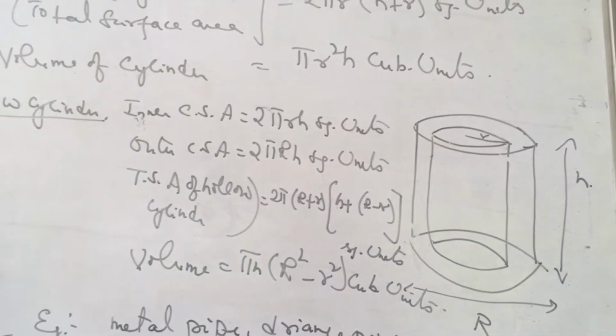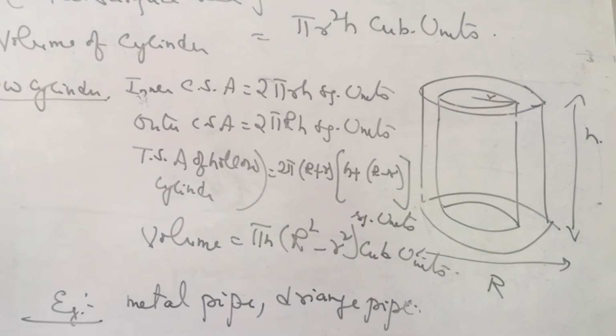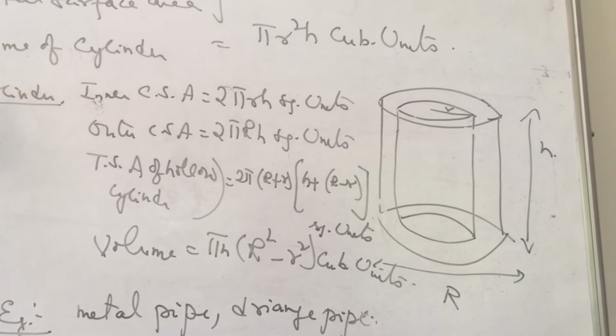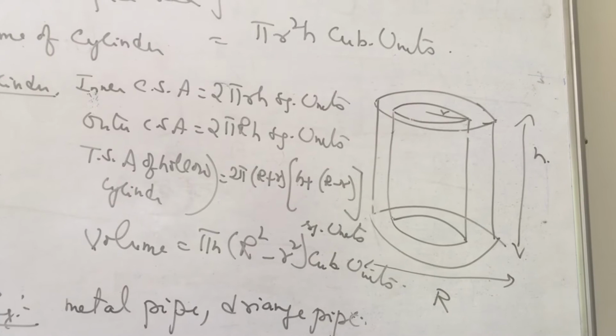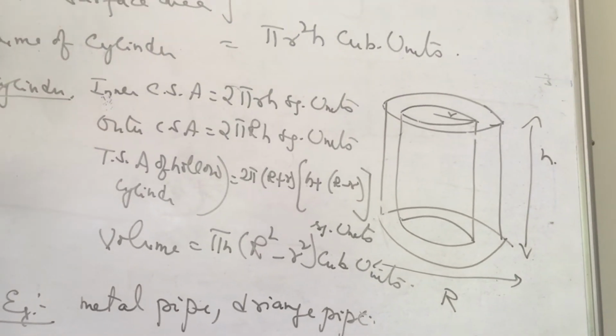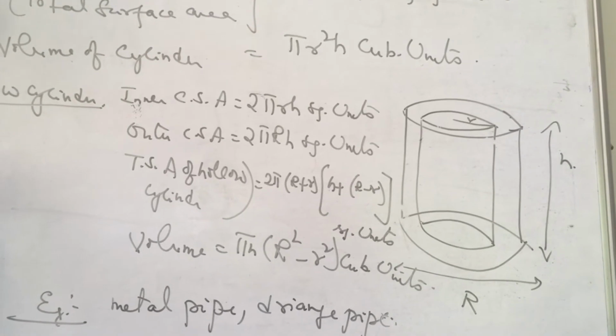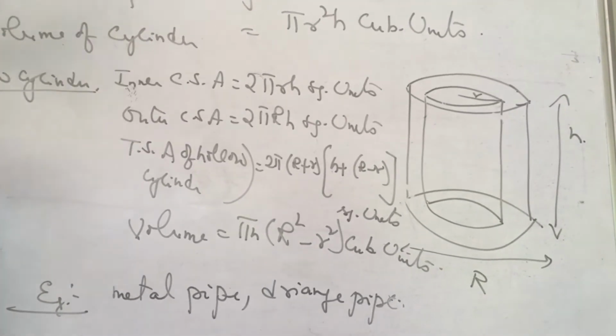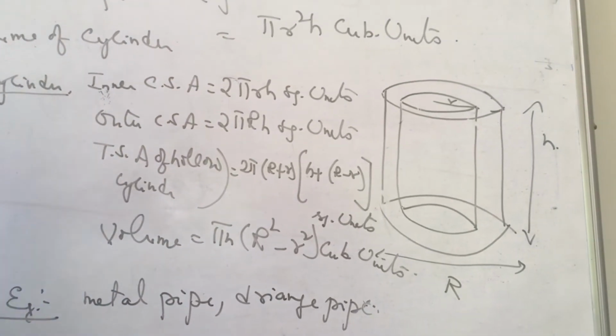Now coming to hollow. You might wonder what two cylinders are here. This is a solid cylinder and this is hollow. Hollow means where there is empty space. For example, the drainage pipes, the tube lights, all these are hollow. Such solids will have two dimensions.